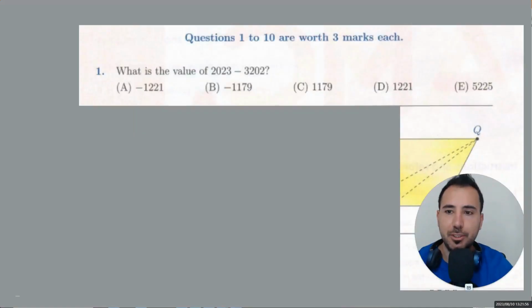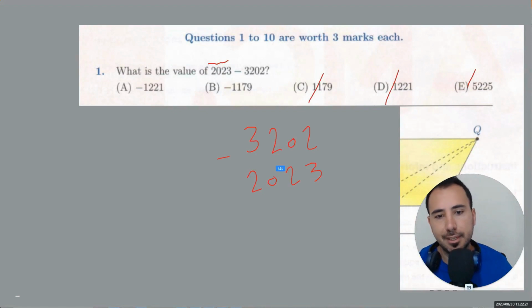Okay, let's do question 1. What is the value of this number minus this number? So as you see, the first number is smaller than this one. So the result has to be negative. These options will be out. And so what we're going to do, we're going to first subtract the smaller number from the big number, and then whatever the result is, we'll give it a -1.